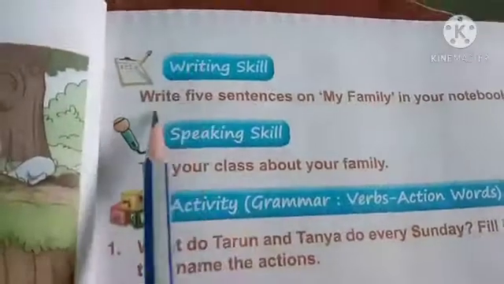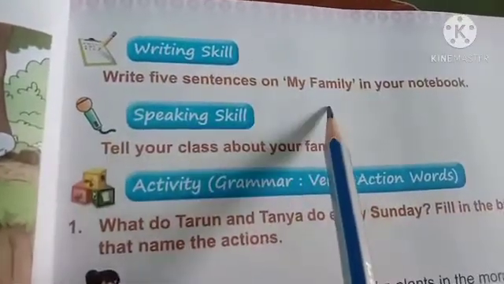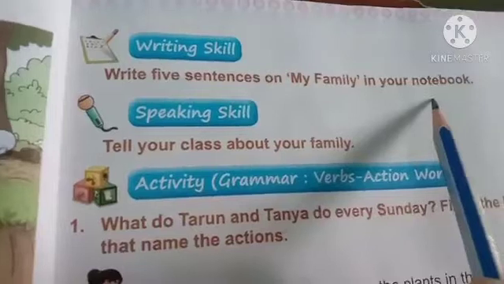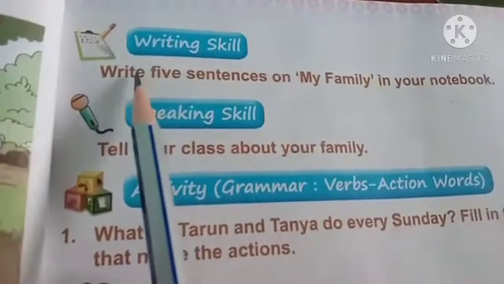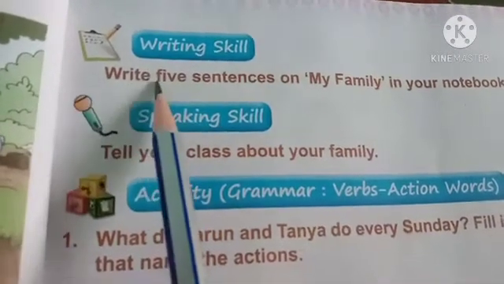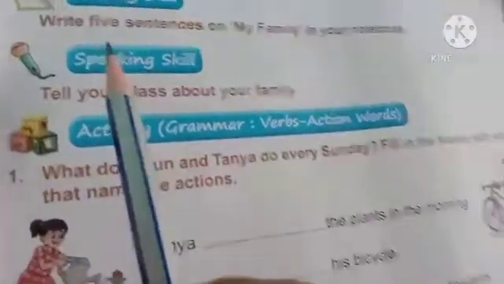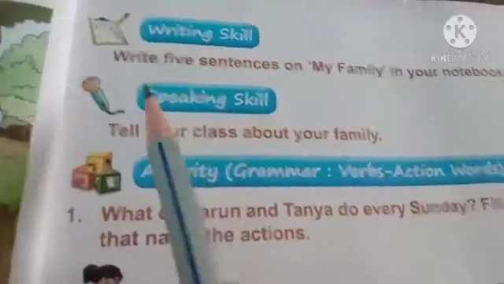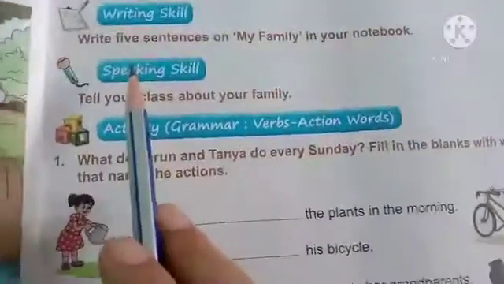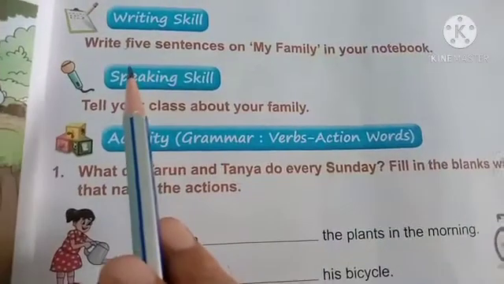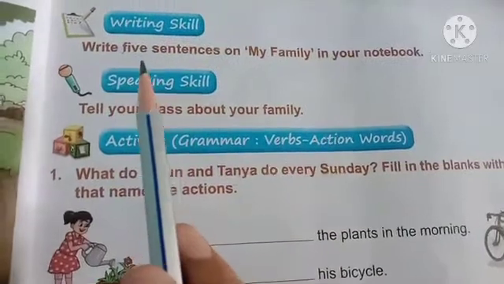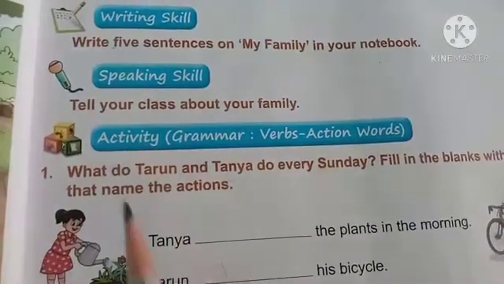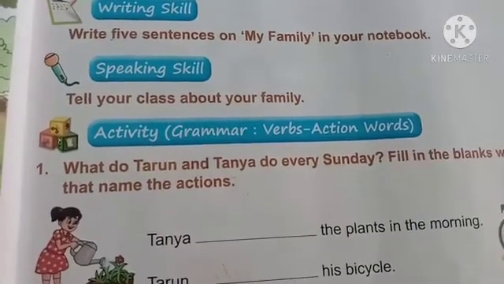Writing skill. Write 5 sentences on my family in your notebook. You have to write 5 sentences. You have to write it by your own because you know better than me about your family, isn't it? So write 5 sentences like you are staying with your grandparents and your house is in this area and you always go to the garden every weekend, like that.